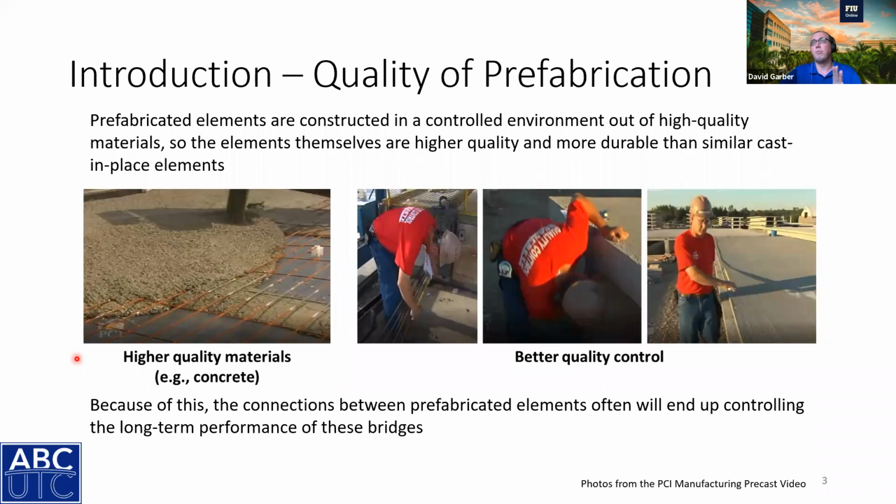First, one of the main benefits of ABC and the use of prefabricated elements is the quality of prefabricated elements. So we use higher quality materials when they're prefabricated, and there's also better quality control. So these are two things to highlight. So feel free to replace these photos. These are from the PCI manufacturing precast video. I liked it because it shows somebody doing some QC, but if you teach steel or another subject, then you can get your own, you can replace these photos as you need to.